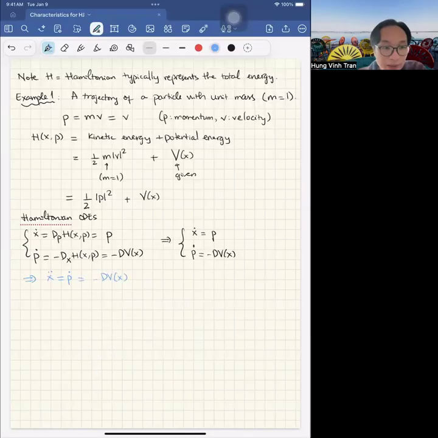Okay. And you can see that this is exactly, remember, as I said, V is a given potential energy. So the force is going in the steepest gradient descent direction, right? So minus dV of x is nothing but F of x, t, right? Okay, maybe let me put t everywhere so that it is clearer.